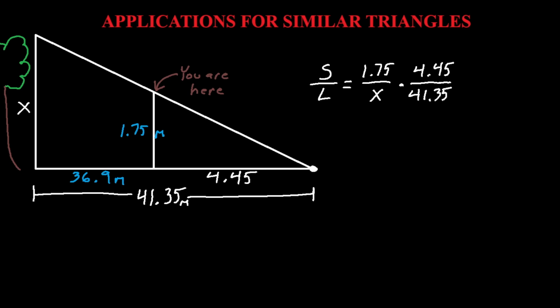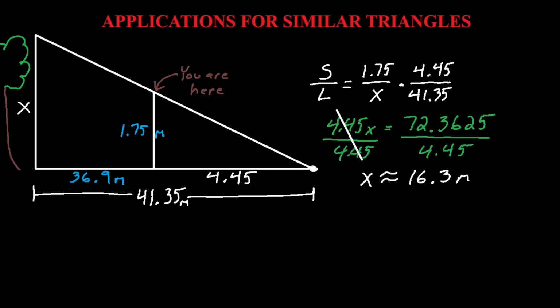So to solve this, we'll go ahead and solve the cross products. So 4.45 times x is going to equal 1.75 times 41.35, which is 72.3625. And then we solve the one-step equation by dividing both sides by 4.45. And we get x is approximately 16.3 meters, which is the height of the tree.